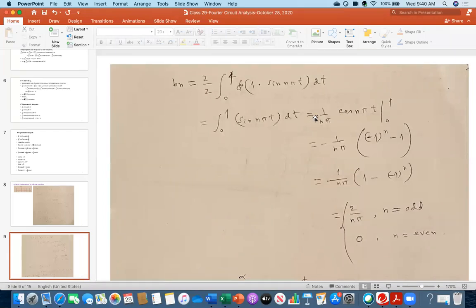So everybody see, there is a minus sign here, and then I am putting the limits, lower limit 0, upper limit 1. Now here you see this is minus 1 to the n pi, that is fine. But this one, when you are putting 1, so cos n pi. So therefore cos n pi.